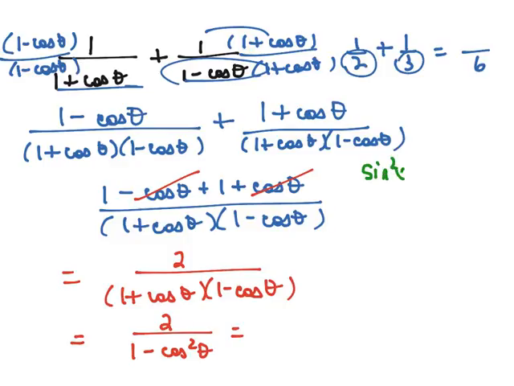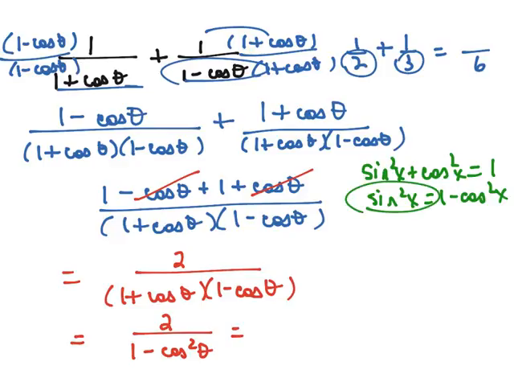And 1 minus cosine squared, if you'll think back to your Pythagorean identity, sine squared plus cosine squared is equal to 1. So a 1 minus a cosine squared is a sine squared. So we're going to take this and substitute it for 1 minus cosine squared. And so this would be an answer to the problem.